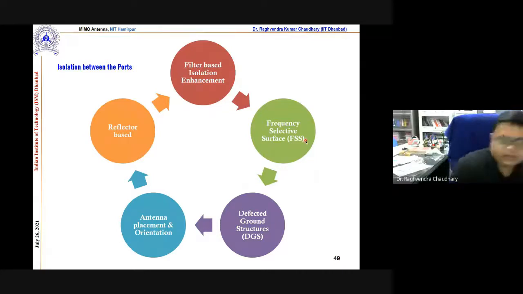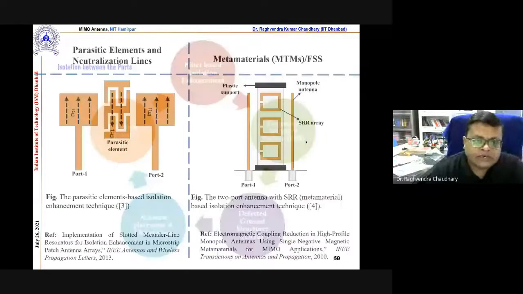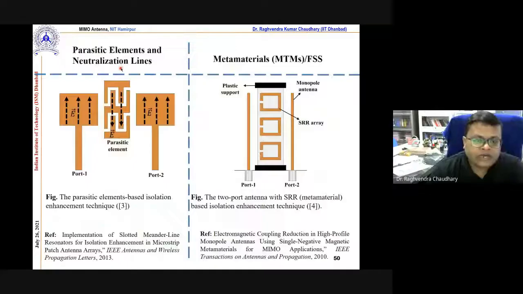Parasitic or neutralization line. Here you can see that if you manage the field direction in this way, they will form an odd mode here. In this way you can manage your isolation, or the crosstalk will be less between these two elements. This is the parasitic element.